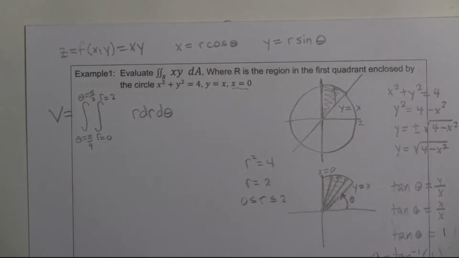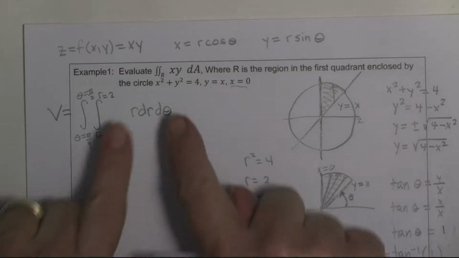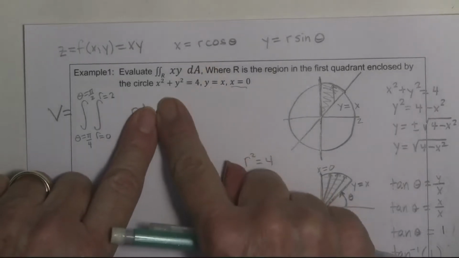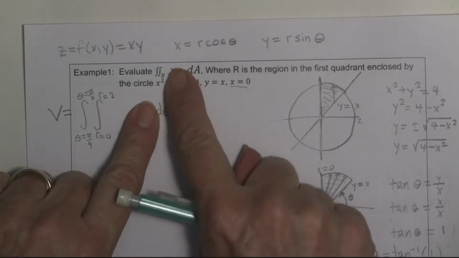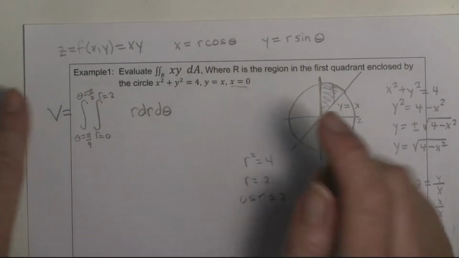And I like to write what it is so that I don't forget. That's just me. You don't have to do that. Now we had xy, and this was our dA, is what this is. dA is r dr d theta. So what was x? Well, it was r cosine of theta. And what was y? It was r sine of theta.